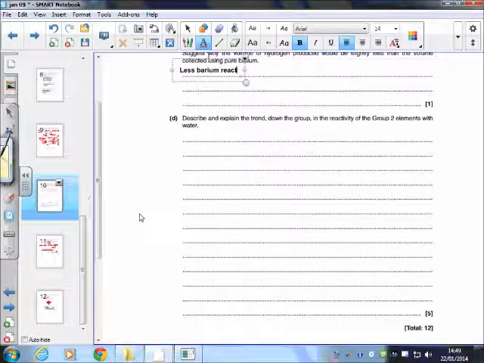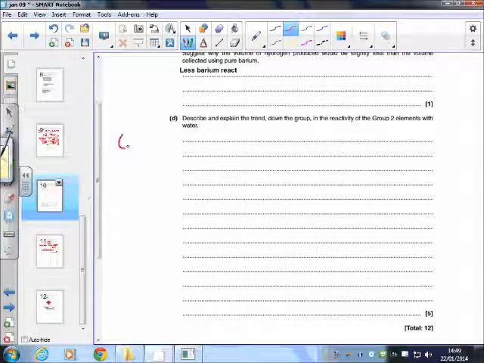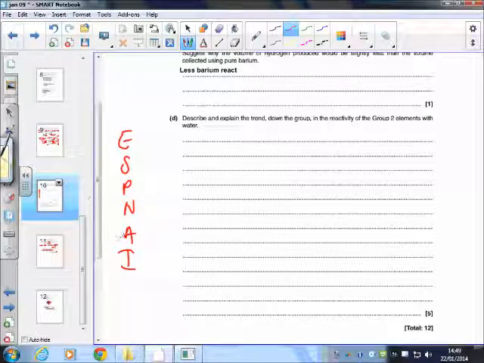So 5 part D. Describe and explain the trend down the group in the reactivity of group 2 elements with water. So this is where you use ESPNAI. Electron shielding, shells, proton number, nuclear attraction, atomic radii, ionization energy. You need to put at least all of these points in order to get these 5 marks.